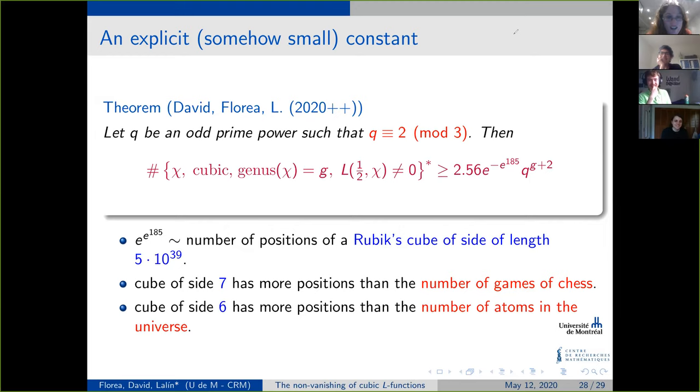I mean, it's huge. If you have a Rubik's Cube of size 7, it has more positions than the number of games of chess. A Rubik's Cube of size 6 has more positions than the number of atoms in the universe. So 7 is chess, 6 is the universe, and 5 times 10 to the 39 is the denominator we have. That's how small it is. But it's positive. The whole point is that it's a constant that doesn't go to zero as the degree of the conductor goes to infinity. Okay, so it is positive. It's just very, very, very small.